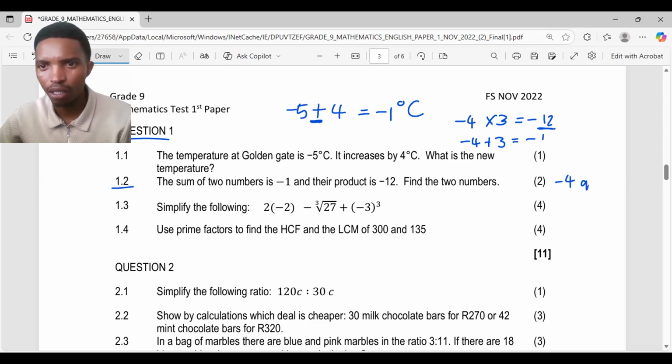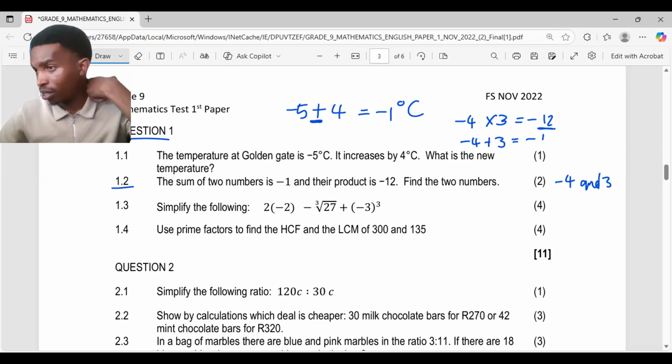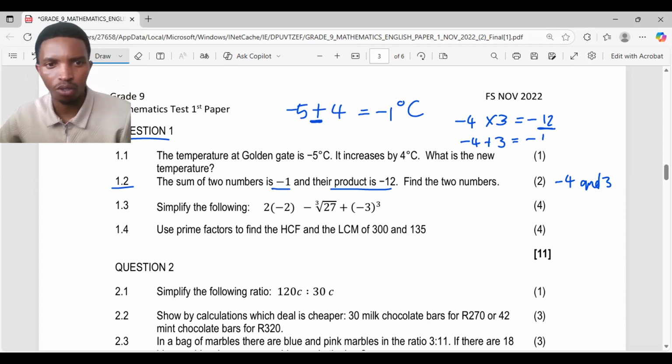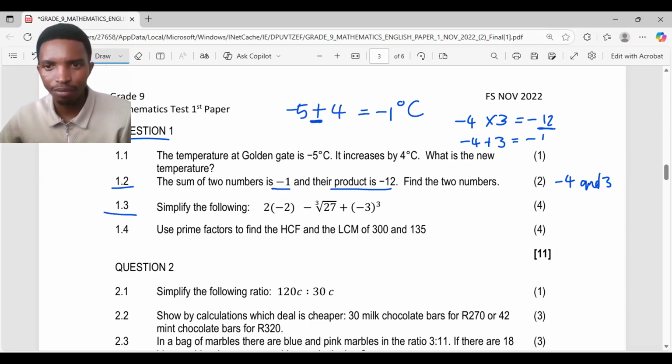So remember this, whenever they ask you a question such as this one, you just think of it the same way we think of a trinomial. Remember, the product should give us that, and then the sum must give us that. So don't forget that.